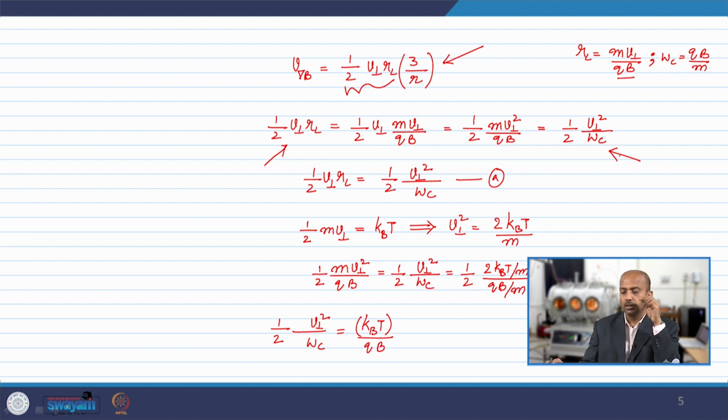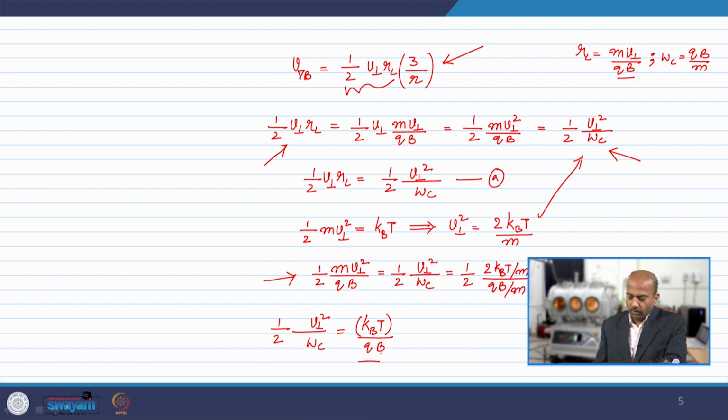What is v perpendicular? The perpendicular component of the velocity. Now, this is half v perpendicular square by omega c. The kinetic energy, half m v perpendicular square, is equal to kBT. So we can write v perpendicular square as 2 kBT by m. I have used v perpendicular square in this formula. So now I have got this. This entire factor which is multiplying 3 by r is equal to kBT by qB, right.